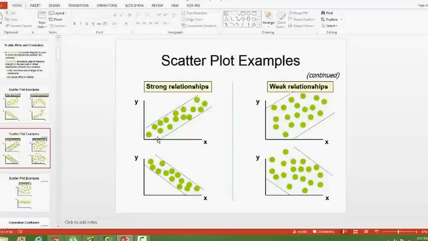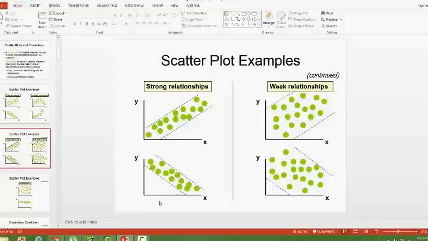Here there is a direct relationship. If I go to the second graph on the right side, there is also a direct relationship. But what is the difference between these two graphs? In the first one, there is a strong relationship between the variables x and y. Whereas in the second graph, there is a comparatively weaker relationship, or a relatively very weak relationship between x and y.